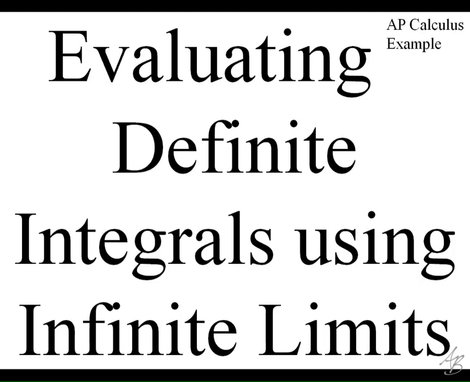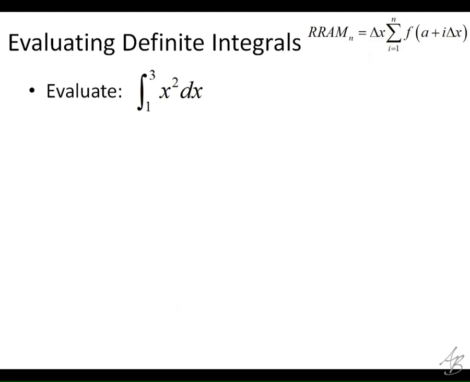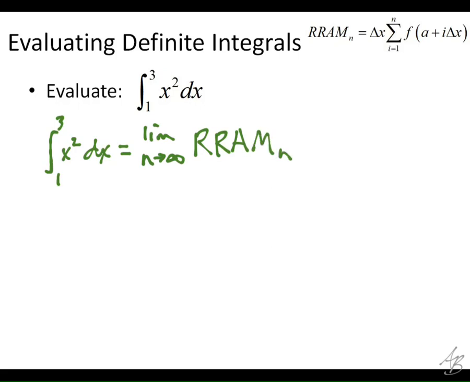We've done an example already with this integral. We've been approximating this integral in one way or another for a little while now. So we're finally going to evaluate it. We're going to say that the integral from 1 to 3 of x squared with respect to x is equal to the limit as n approaches infinity of the approximation we get with n rectangles with our right rectangular approximation method.